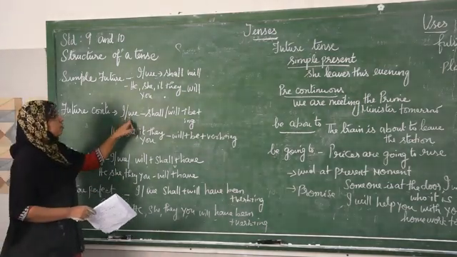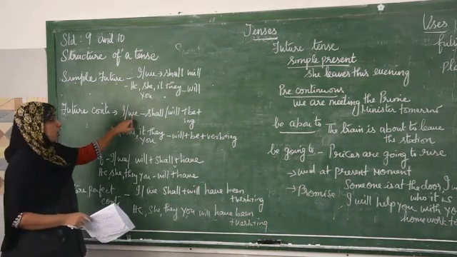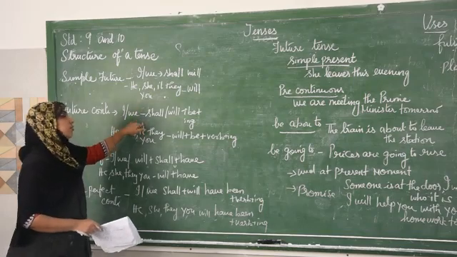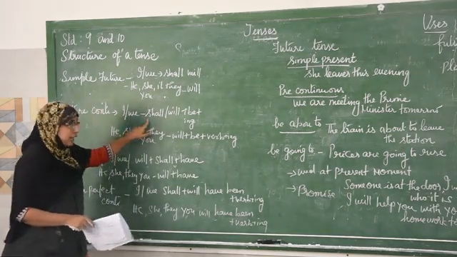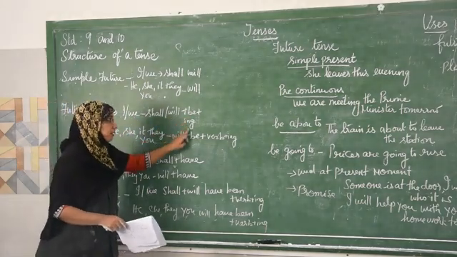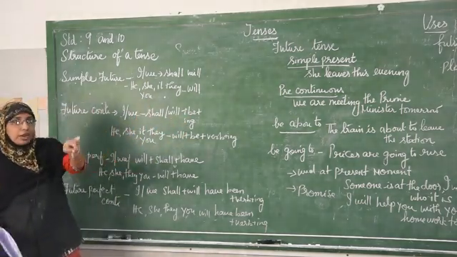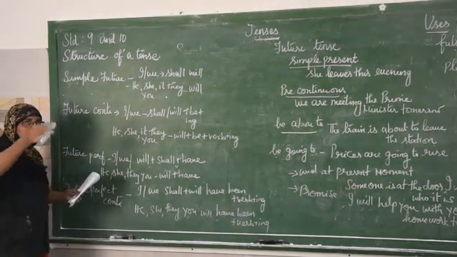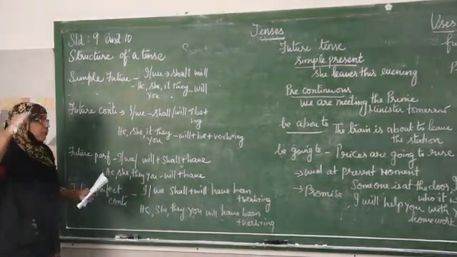So what is the formation of this? For I or we, you can use either shall or will, but nowadays we are using will rather than shall here. I or we, will plus be plus ing. I will be going to Chennai next week. Clear? That means the action will be in progress in the future.